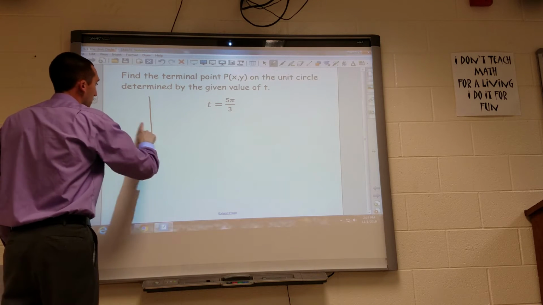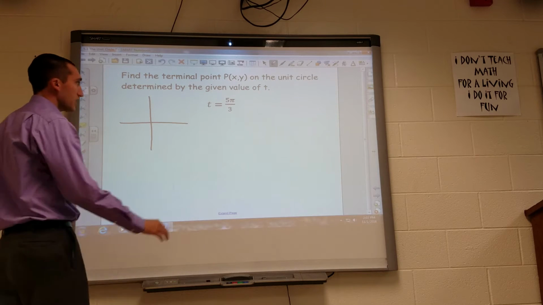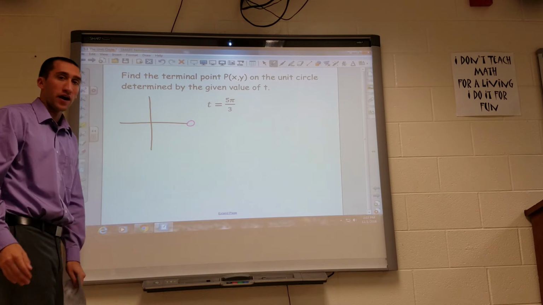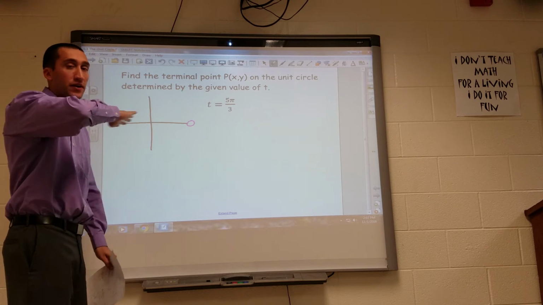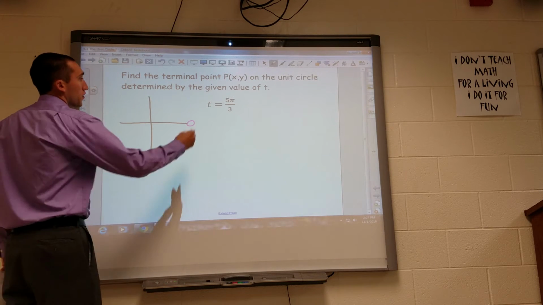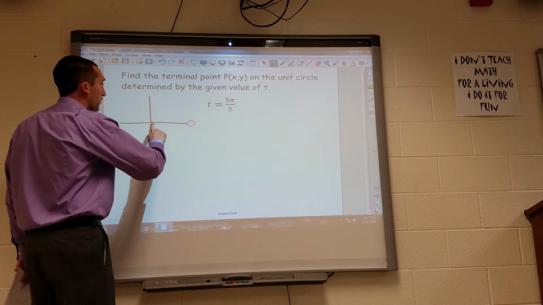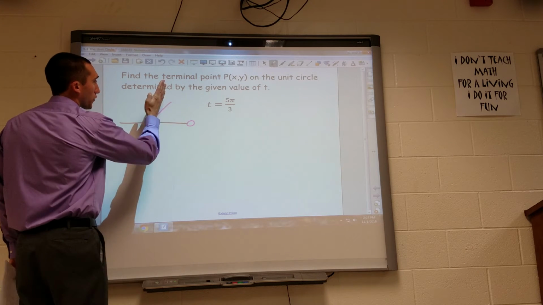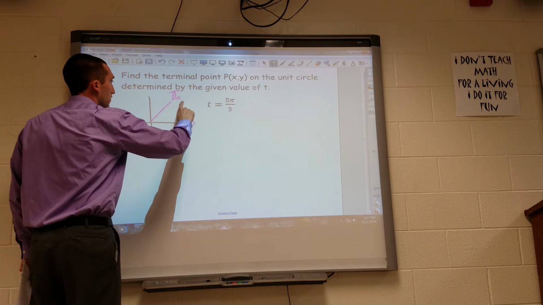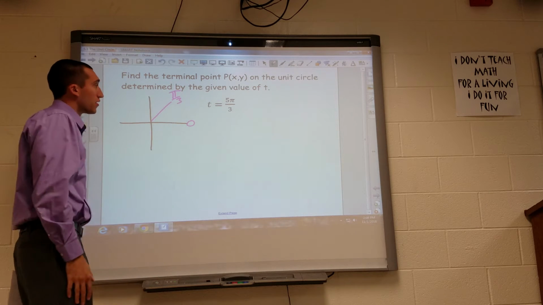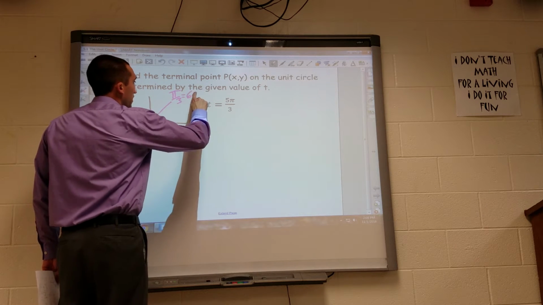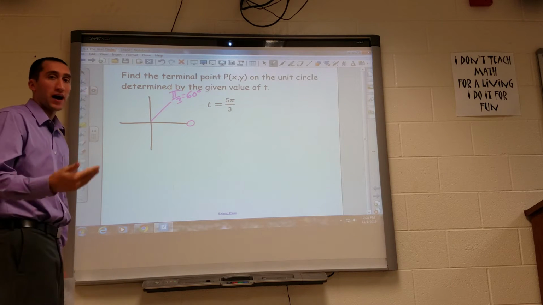I always draw my axes. And here I haven't gone anywhere, right? That's the 0th degree. I haven't gone anywhere. Okay? So then it tells me I'm going 5 pi over 3. So that means I'm going pi over 3 five times. Okay? And if you want to think, pi over 3 is 60 degrees, since pi is 180 degrees.